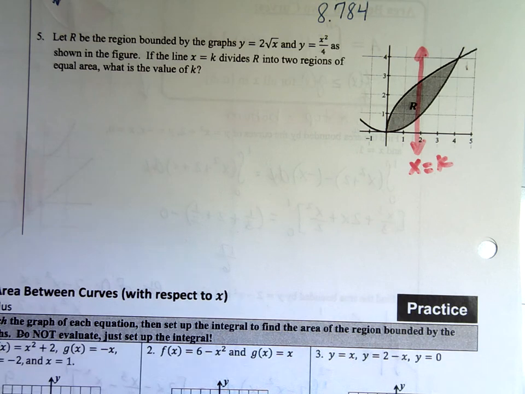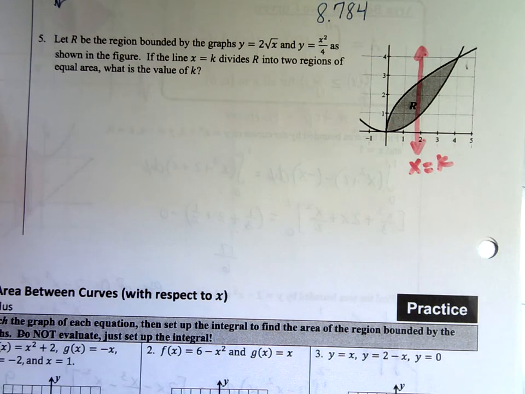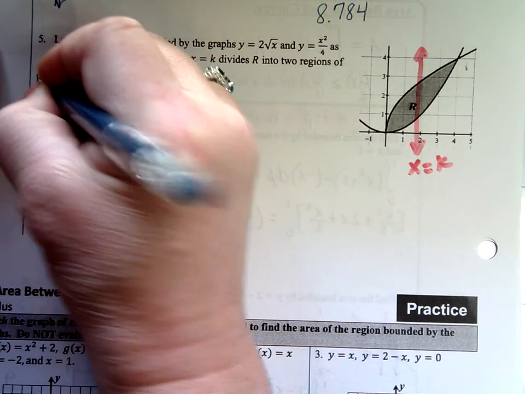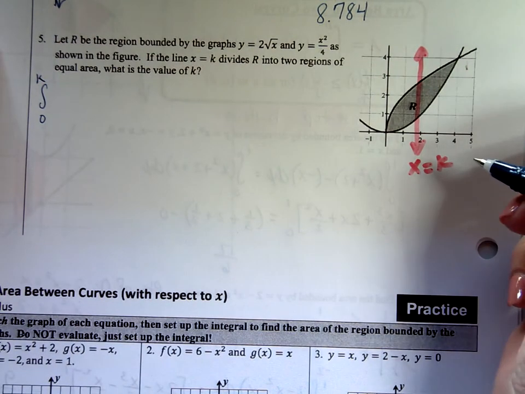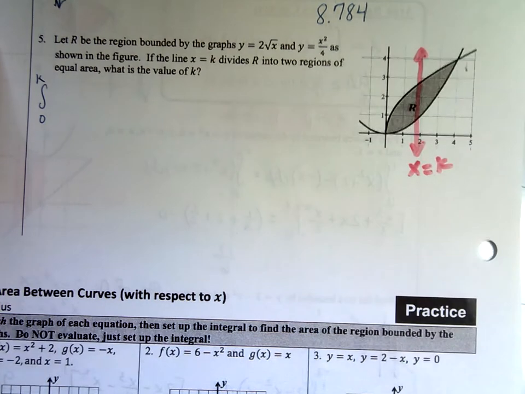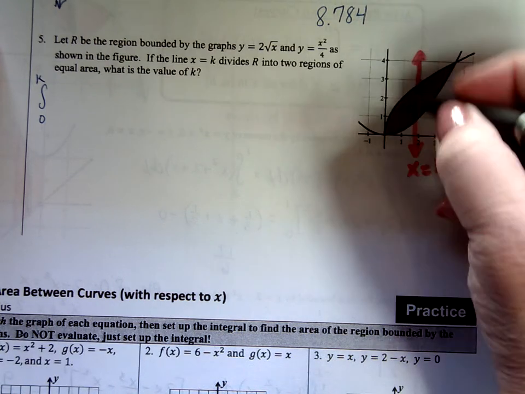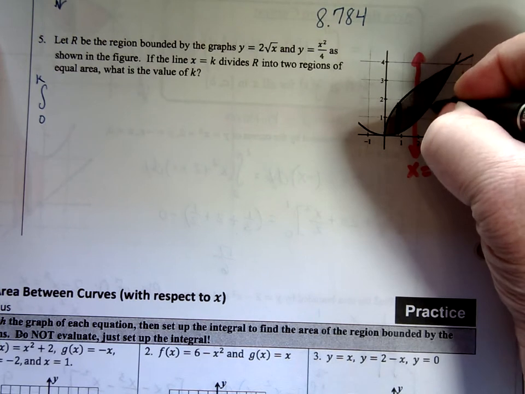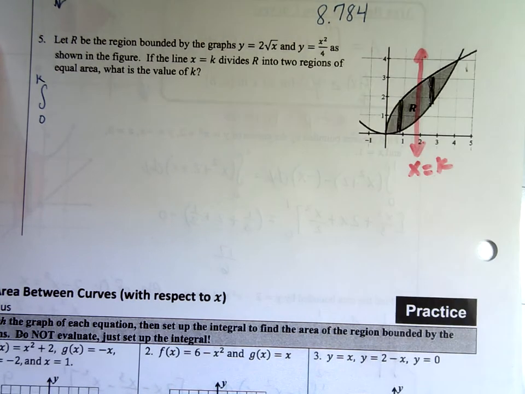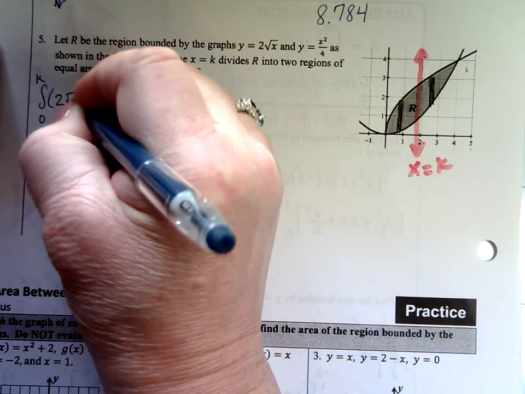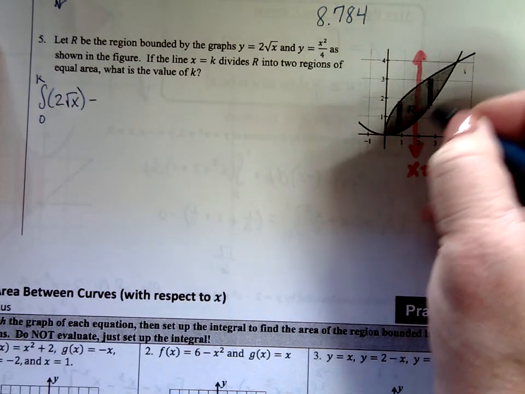So let's think of it kind of logically. The area is the integral from 0 to k. I don't know what k is, so I'm just going to use a k. And this part over here, actually they both have the same setup, right? If I do a representative rectangle on this side and a representative on this side, they both have the same tops and bottoms. Okay, cool. So top is going to be your 2 square roots of x. The bottom is the one that's x squared over 4.